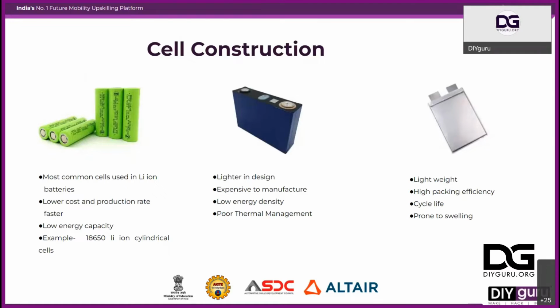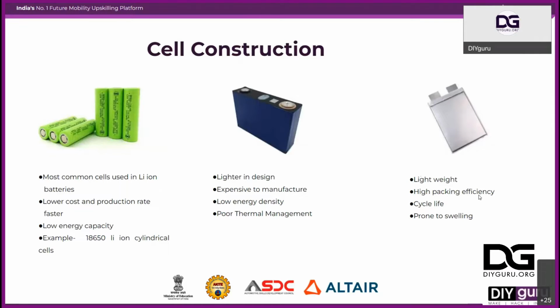Then we have pouch cells: lighter in design, expensive to manufacture, low energy density, poor thermal management. Then prismatic cells: lightweight, high packing efficiency, good cycle life, prone to swelling. These pouch cells are extensively used in four-wheelers, like for the bus bars that we talk about. This is where the bus bars are attached to these tabs, and they are very lightweight.